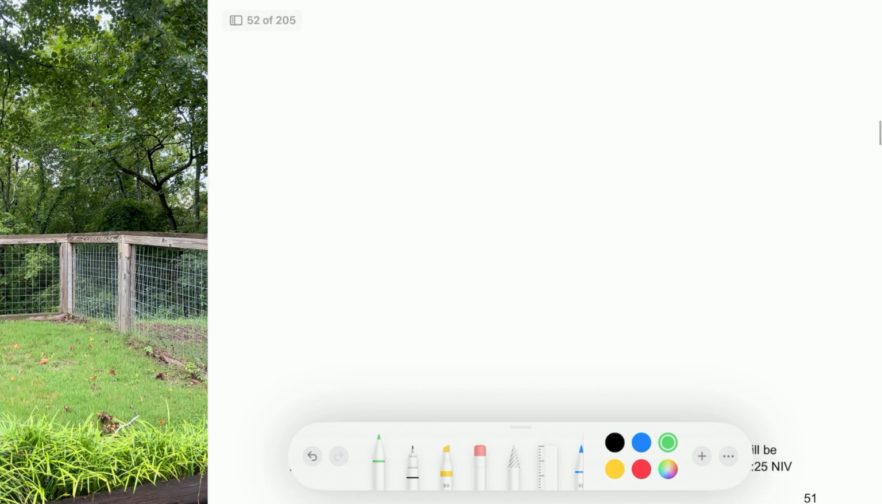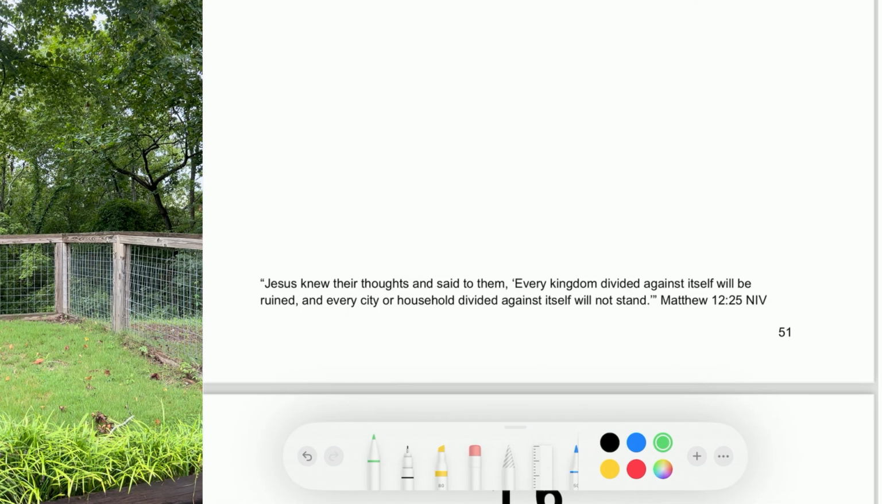And we have finished our examples. Let's read our Bible verse. Jesus knew their thoughts and said to them, every kingdom divided against itself will be ruined, and every city or household divided against itself will not stand.